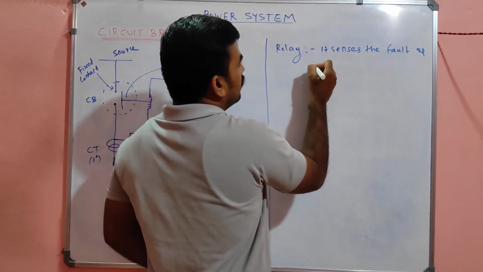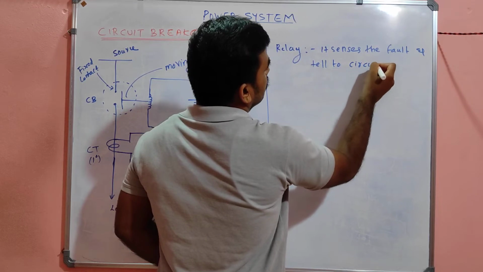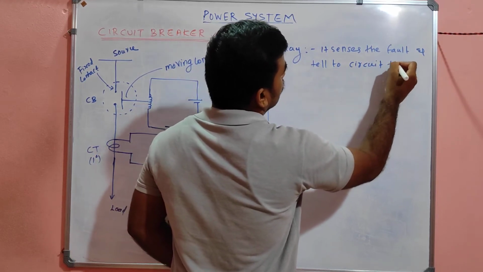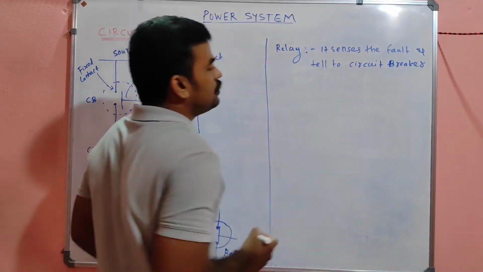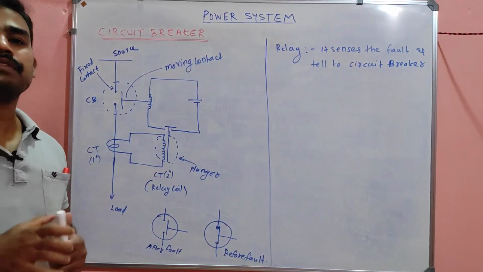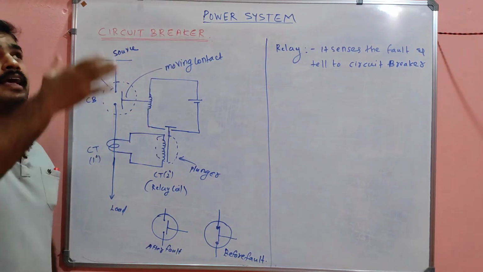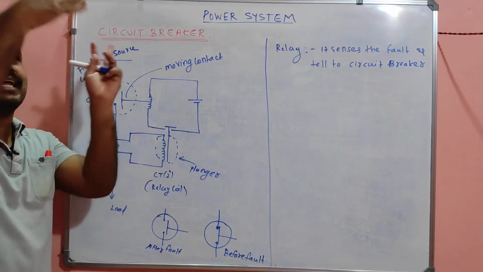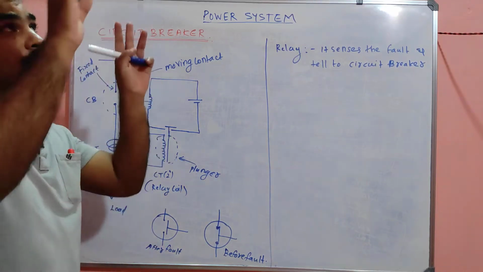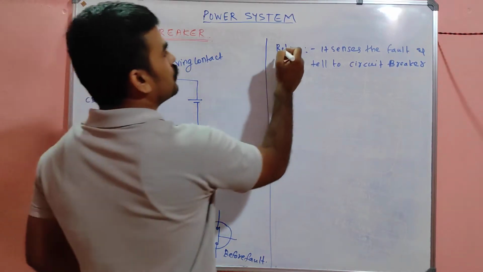It senses the fault and tells the circuit breaker. That's all. So the function of the relay is nothing but to sense the fault and tell the circuit breaker, the fault is happening, you break the circuit. That's all. That is the main function of the relay.